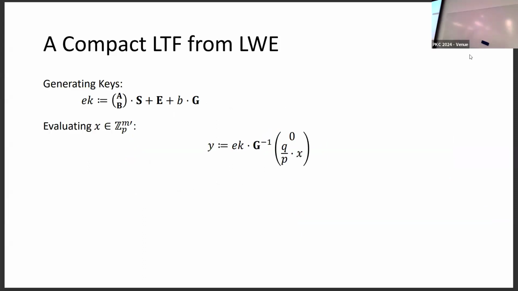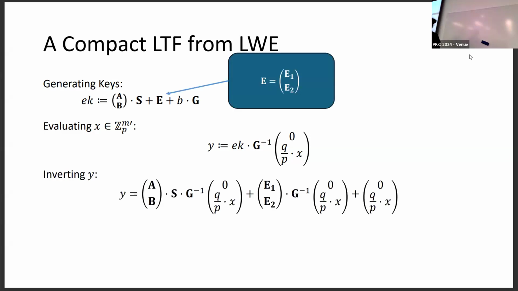All right, we're going to evaluate our point X, modulo P. We do the following nice thing. We scale it to make it large enough. Then we bit decompose it with G inverse. And then we just multiply the vector with the evaluation key. That's how we evaluate the points.